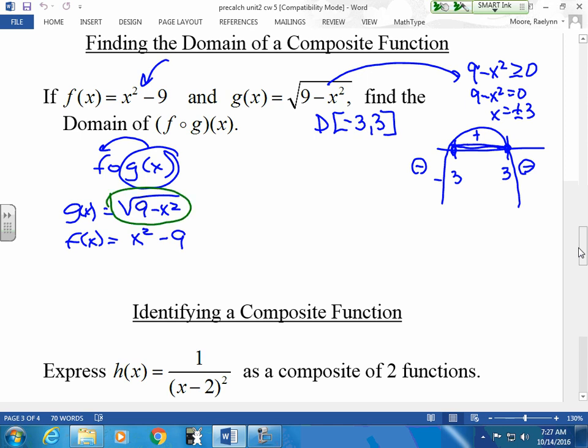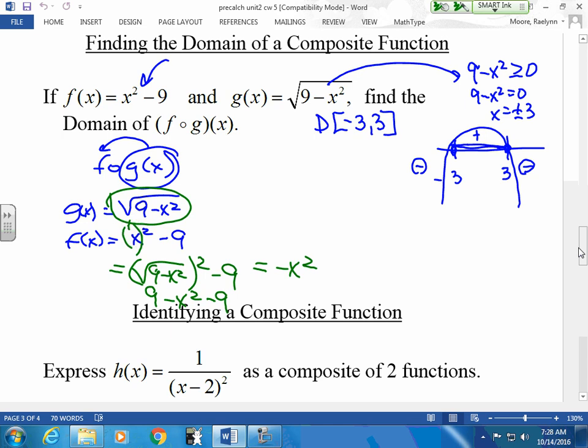We're going to take this whole thing and plop it into that x right there. There you're going to get... So what happens when we square a radical? It takes the radical away. So the 9's will cancel out, and we'll be left with negative x squared.